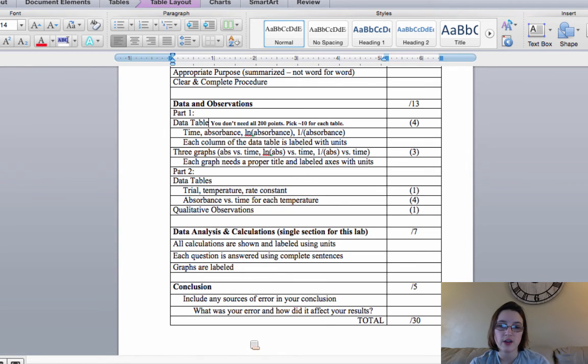And then finally, you have your conclusion, and your conclusion is the purpose, was it fulfilled, how was it fulfilled, but I also want sources of error. So give me at least one source of error and how it might have affected your results. If you don't think you had much error, I want you to give me what a possibility would be for sources of error based on this lab.